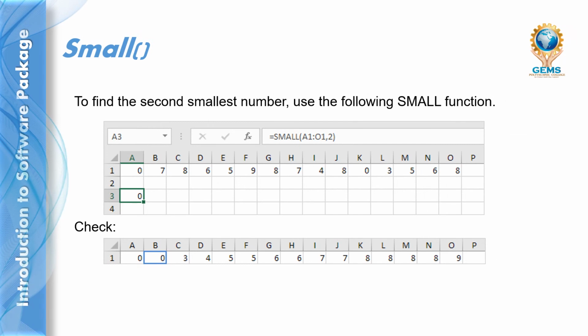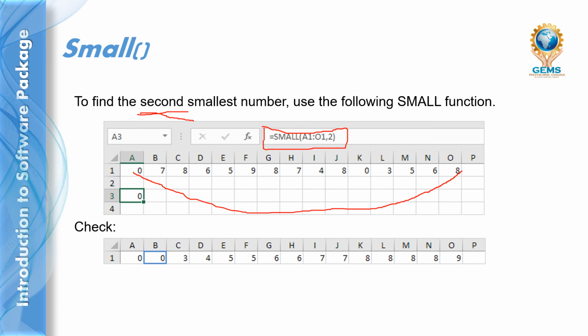The SMALL function helps you to find out the smaller number. So you have to use the SMALL function. This is the syntax of the SMALL function: equal to SMALL of A1 to O1, that is the range of the numbers, the range of the list, and the 2. 2 means what? In the question they have asked to find out the second smallest number. So we have to find out the second smallest number from the range of A1 to O1.